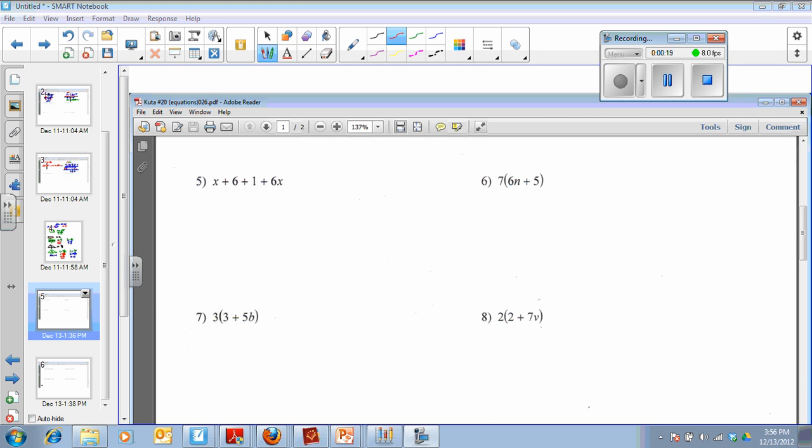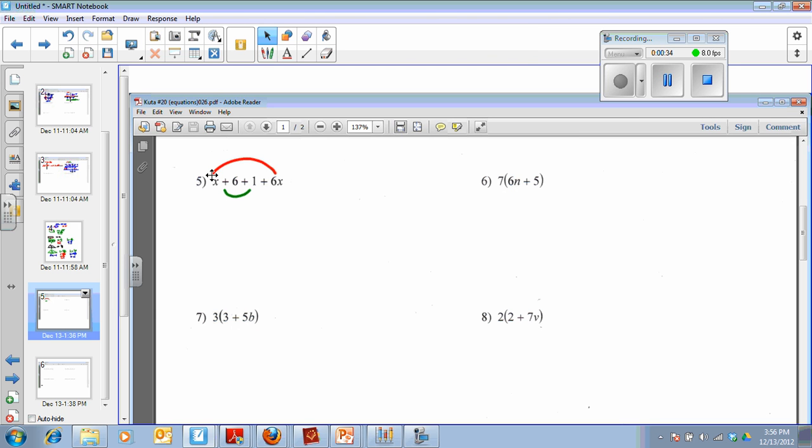So in problem number 5, if I would like to put terms together that go together, I would notice that a positive x and a positive 6x, they would go together. They're like terms. And of course, numbers we can put together, a positive 1 and a positive 6. Those become like terms also. So let's do the variables first. A positive x and a positive 6x become a positive 7x. A positive 6 and a positive 1 put together is a positive 7.